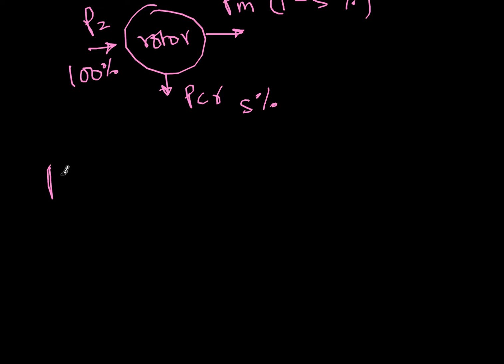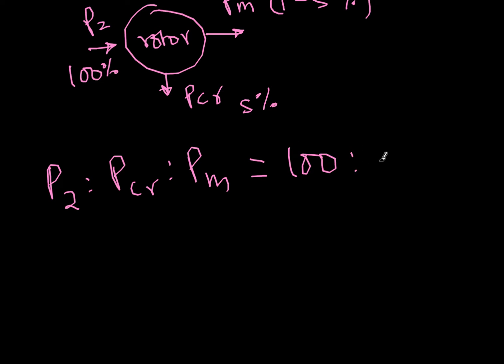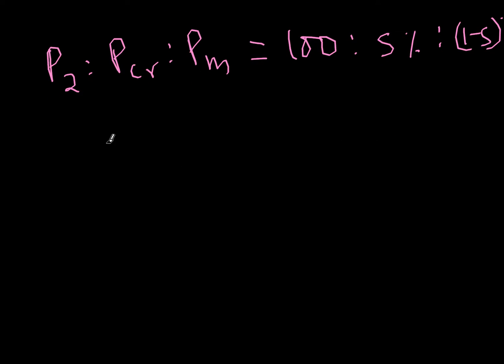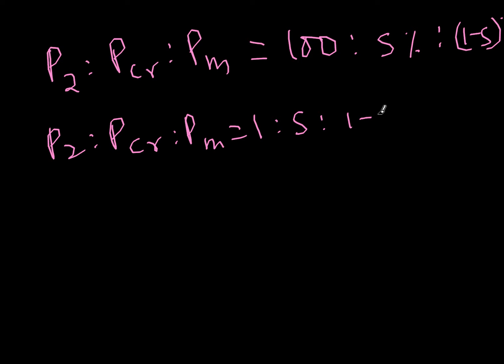So if I want to know the ratio of P2 to PCR to PM, that ratio is 100 is to S percent is to 1 minus S percent. Or in terms of fractions, I'll get 1 is to S is to 1 minus S.